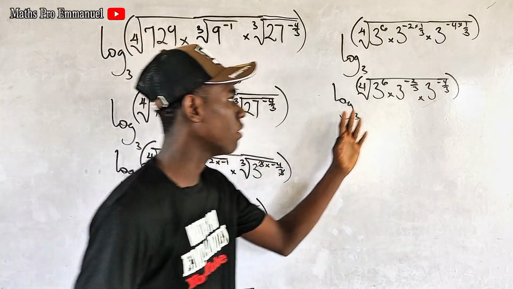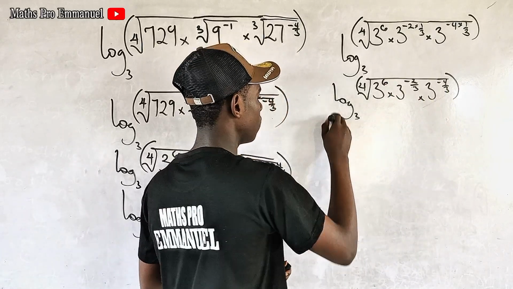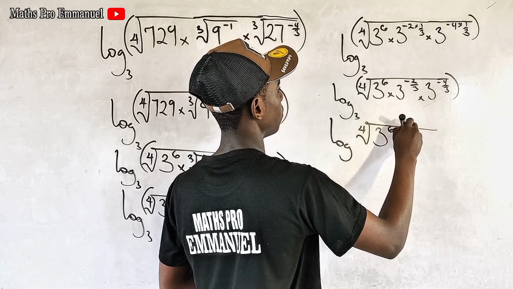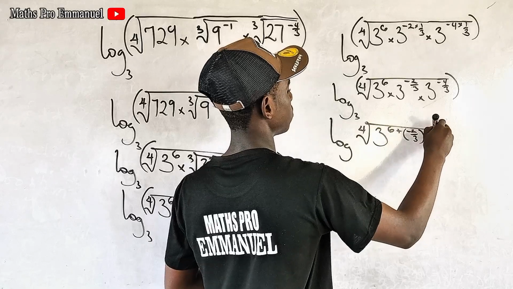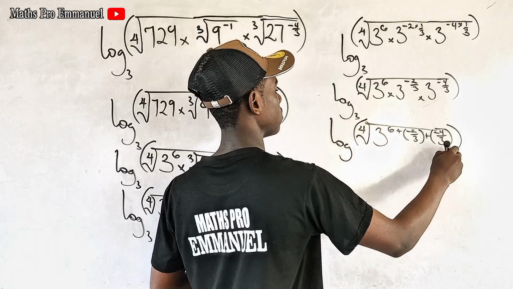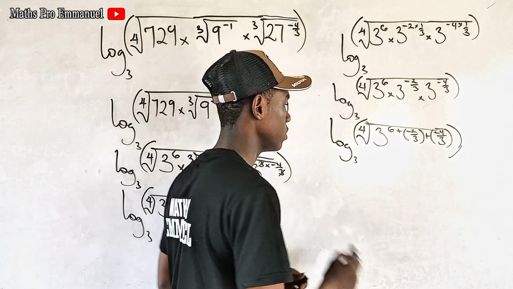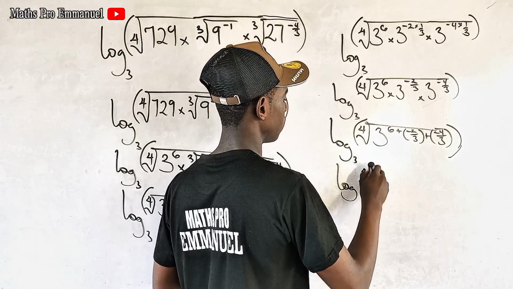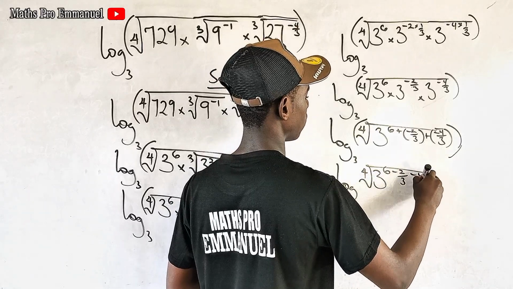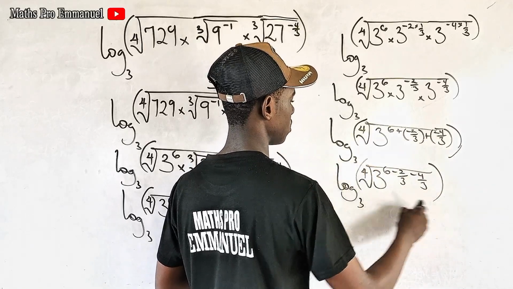Now according to the law of indices, I have the multiplication of numbers having the same base, so I'm just going to add the indices. So here I'll have log fourth root of 3 raised to the power of 6 plus minus 2 over 3 plus minus 4 over 3, all in base 3. So I'm almost getting to the end of this. Now I have log fourth root of 3 raised to the power of 6 minus 2 over 3 minus 4 over 3, because plus times minus is minus. All this is in base 3.